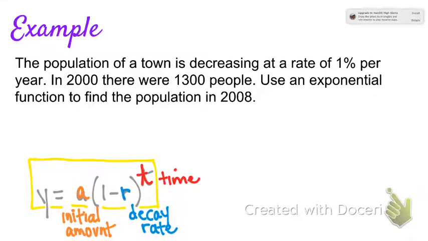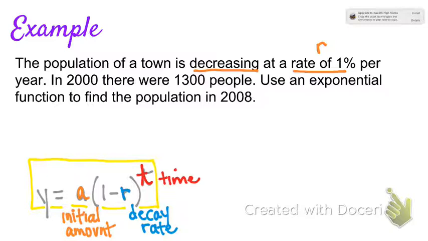So here we're going to use this exponential decay formula in order to make a projection of what the population is going to be in 2008. It says the population of a town is decreasing. Since it's decreasing, that's why we're going to use the exponential decay formula and not the exponential growth formula. So it's decreasing at a rate of 1%. So this rate is R in my formula.